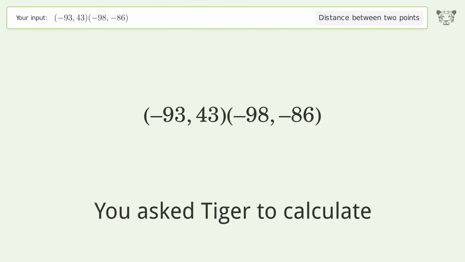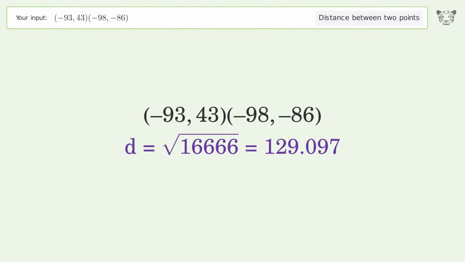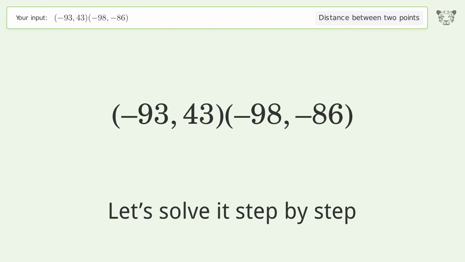You ask Tiger to calculate. This deals with the distance between 2 points. The distance between the 2 points is the square root of 16,666, or 129.097. Let's solve it step by step.